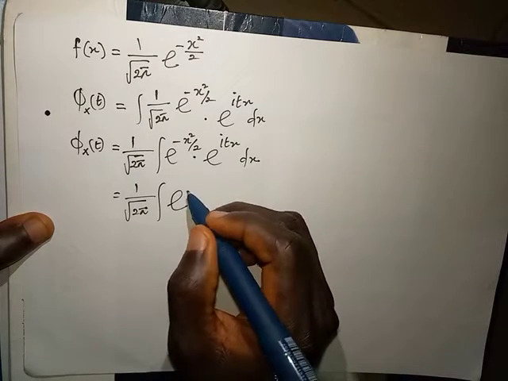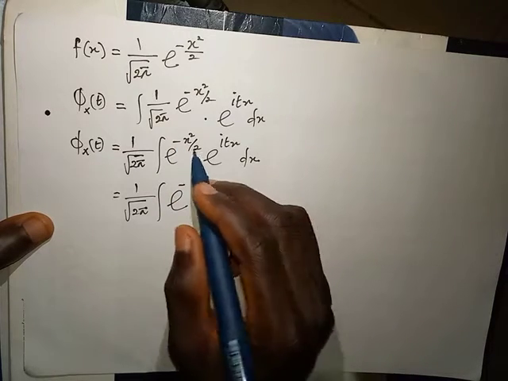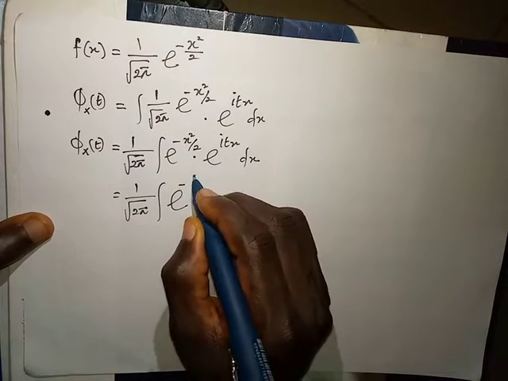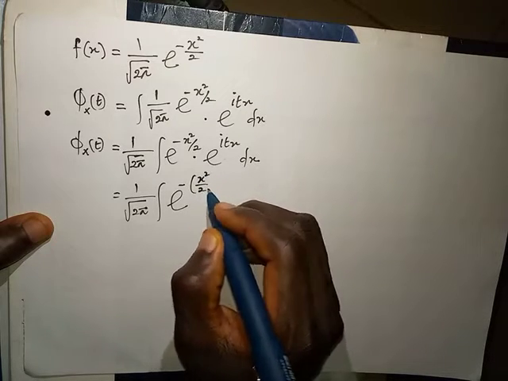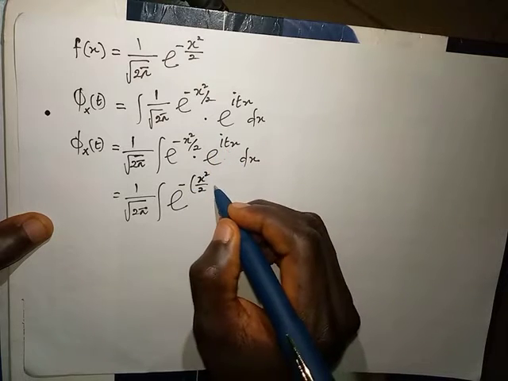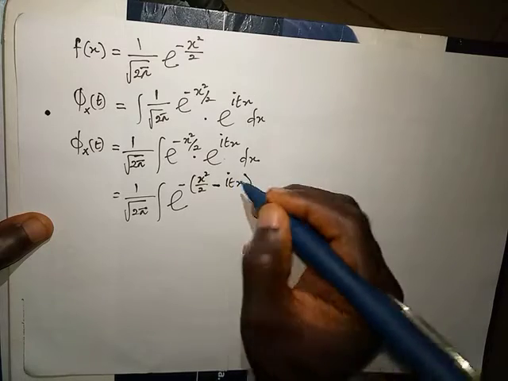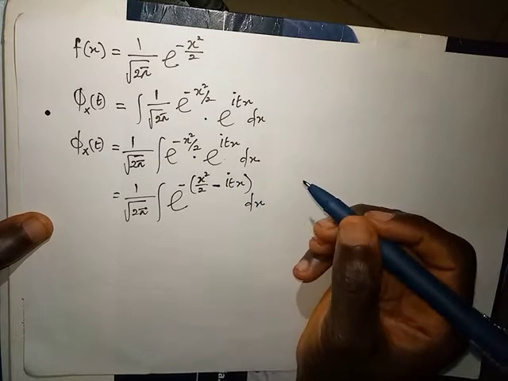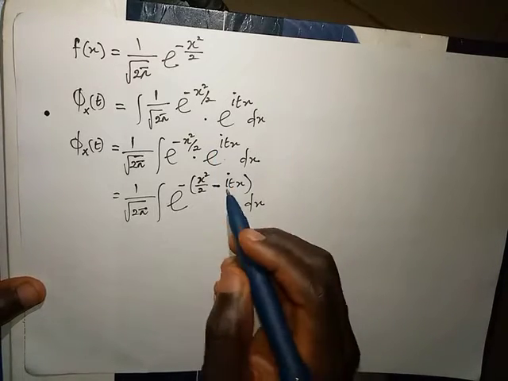Now we have exponential raised to power minus. I want to factorize minus out so that if I open bracket now, I'm going to have x raised to power 2 divided by 2. Then here we're supposed to have plus, but because we factorize negative out, we have minus i t x dx. So minus times minus will finally give us plus.